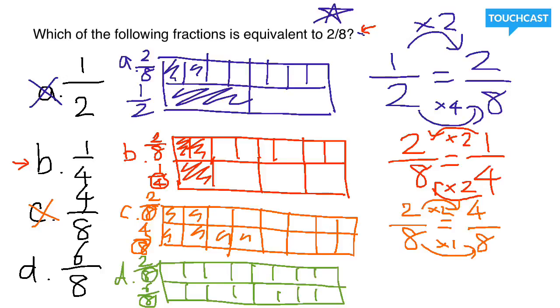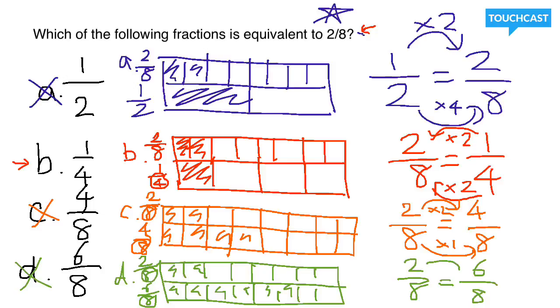Whew, what a whirlwind. On top, shade in 2 eighths. On the bottom, shade in 6 eighths. Wait, that's 5. One more. Are they equivalent? No way.